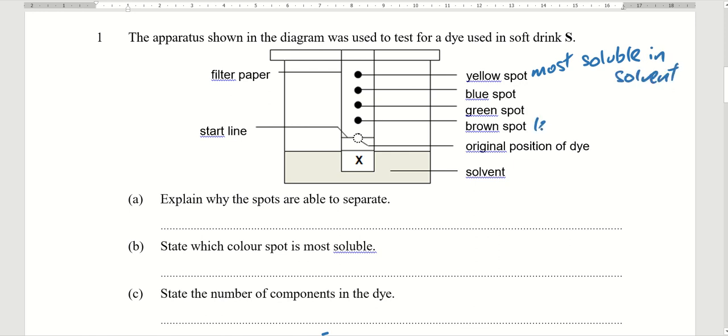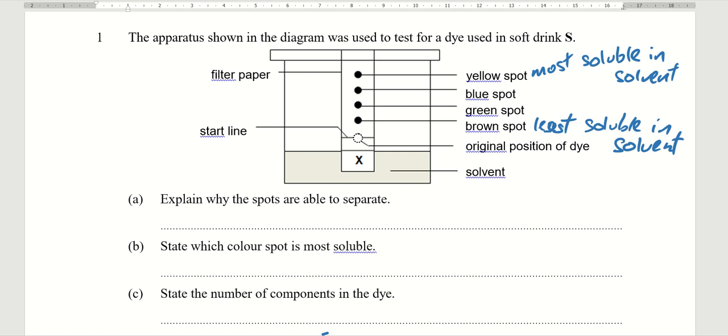While the brown spot is actually the least soluble in solvent. Notice I did not mention water. The solvent need not necessarily be water, so please take note. It must be something that the dye, or whatever we are testing for, can be dissolved in.